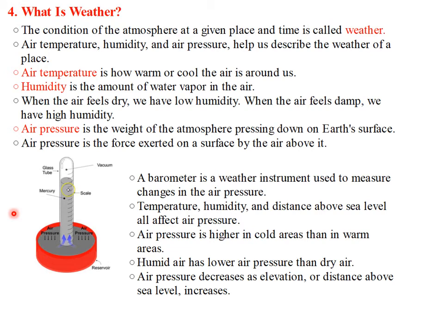We have to know that temperature, humidity, and distance above sea level all affect air pressure. Let's see how. Air pressure is higher in cold areas than in warm areas. Humid air has lower air pressure than dry air. And air pressure decreases as elevation or distance above sea level increases.